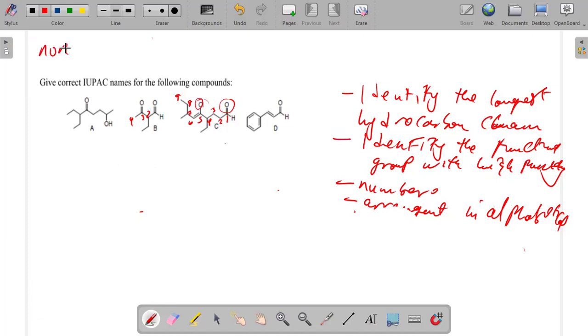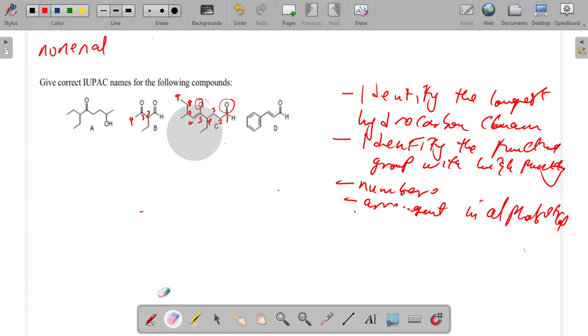So it's going to be non. Now we have a double bond there, so it means that this is going to be a nonene, isn't it? Okay, now since we are having an aldehyde as the one with highest priority, it's going to end with the AL like that, isn't it? So we are going to have nonenal like that, right? Okay, so now let's number it.